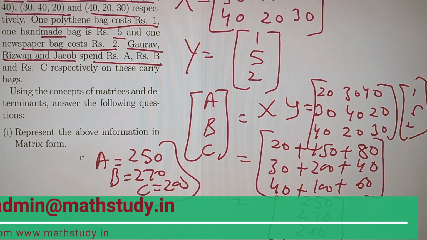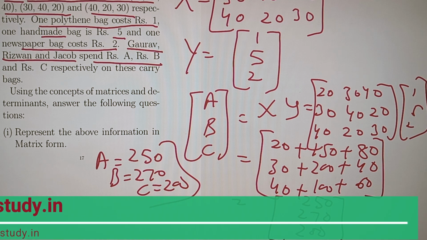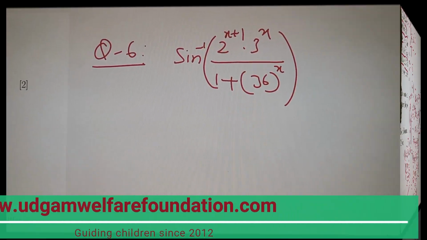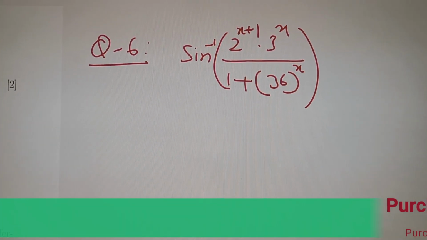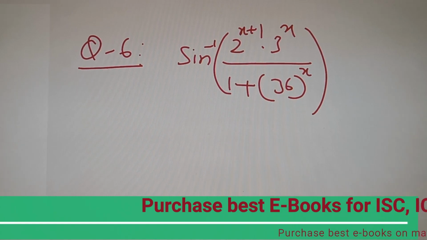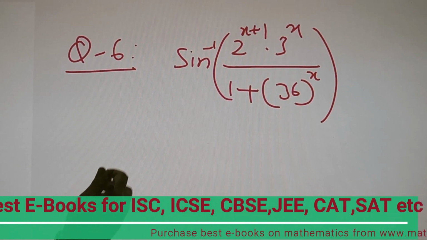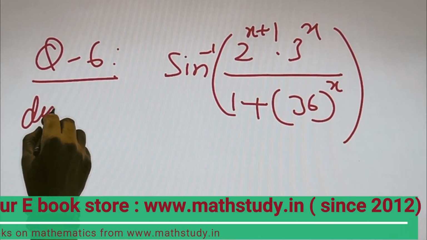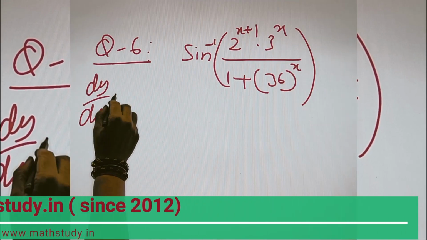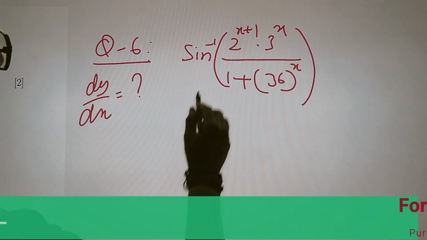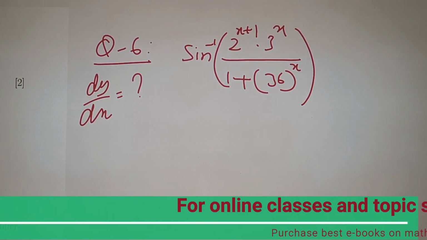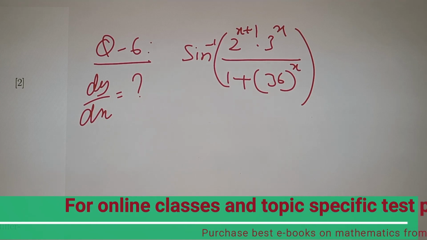Now students, let's move towards question number 6, which was asked in the ISC Board 2025. So students, this is question number 6 part 1 of ISC Board 2025, which states that we have to find the derivative of this. We need to find dy by dx here: sine inverse of 2 raised to the power x plus 1. This is a little tricky question, but an interesting one.